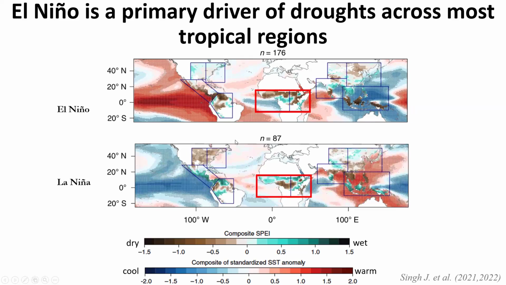During La Nina, we see many of these regions experiencing the opposite. We see generally wetter conditions, but there are parts of East Africa as well as Central Africa that experience droughts during La Nina conditions as well. So both El Nino and La Nina are associated with precipitation variability, but which regions are experiencing droughts depends on what phase of ENSO we're talking about.